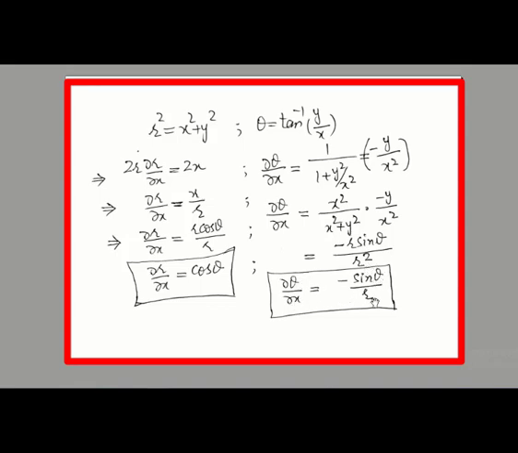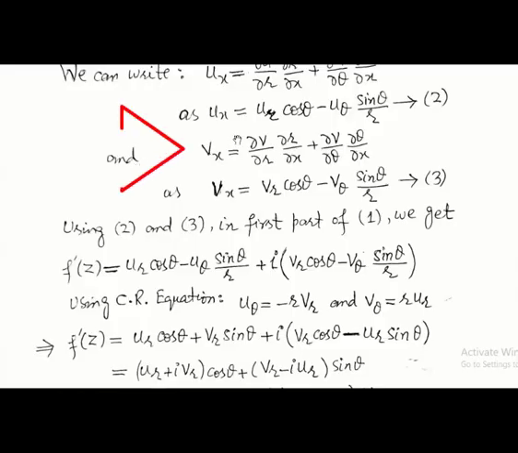you will get partial theta by partial x equal to minus sin theta over r, and v of x is equal to partial v by partial r into partial r by partial x plus partial v by partial theta into partial theta by partial x, or we can write it as vx is equal to partial v partial r as vr, value of partial r partial x is cos theta, v of theta, partial theta by partial x is equal to minus sin theta over r.